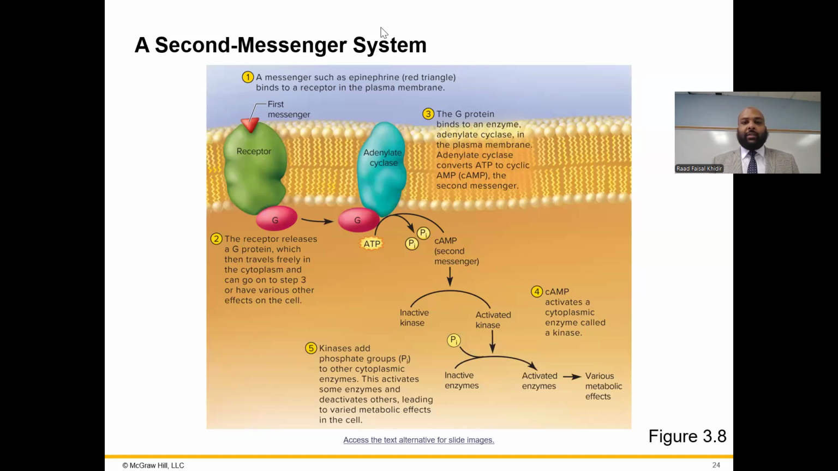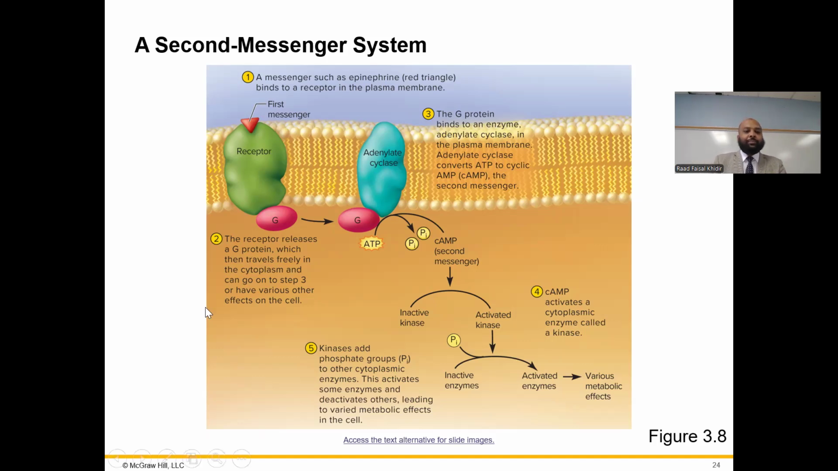Okay. All right, guys. So we have already talked about this second messenger system. And we said that we use it when we are unable, as first messengers, to traverse and cross the membrane because of the chemistry. So if you are hydrophobic, you are able to cross the membrane. If you are hydrophilic, then you need a second messenger.